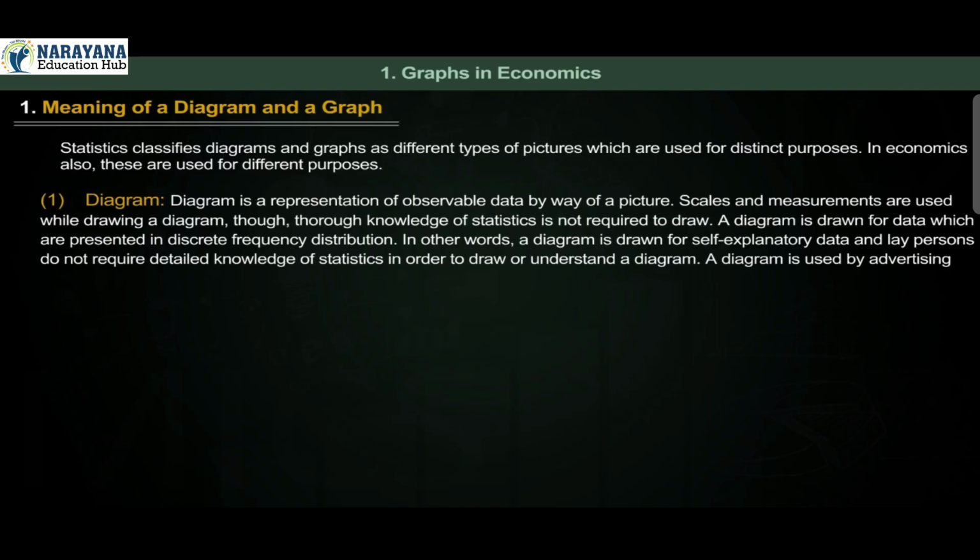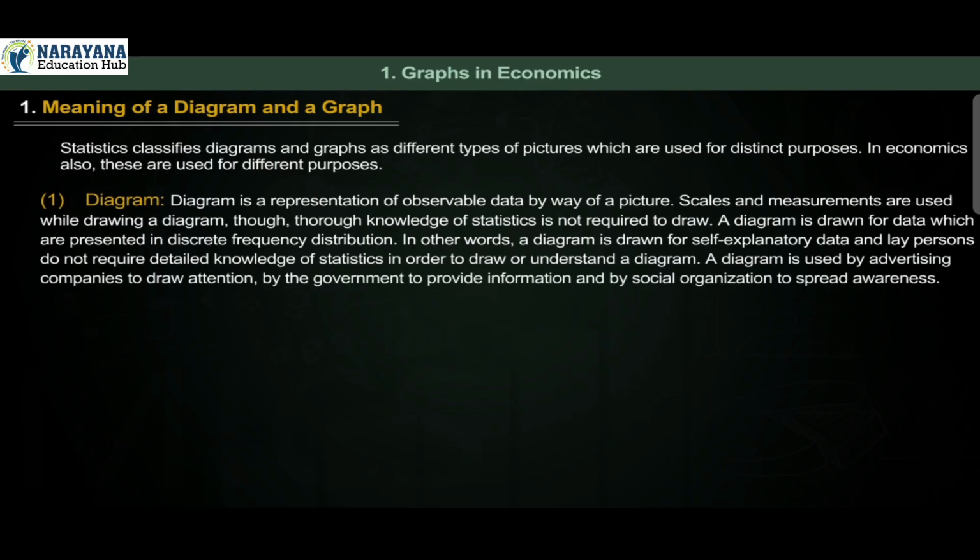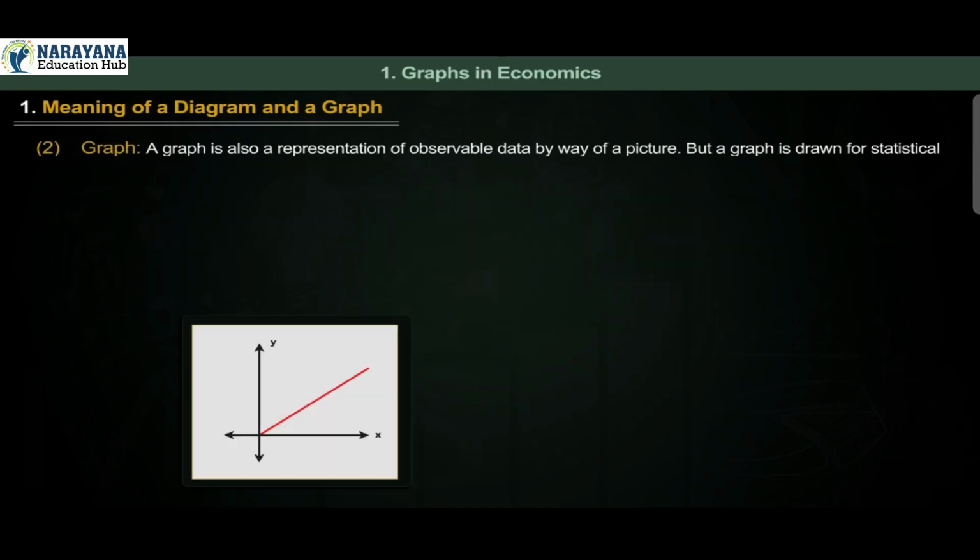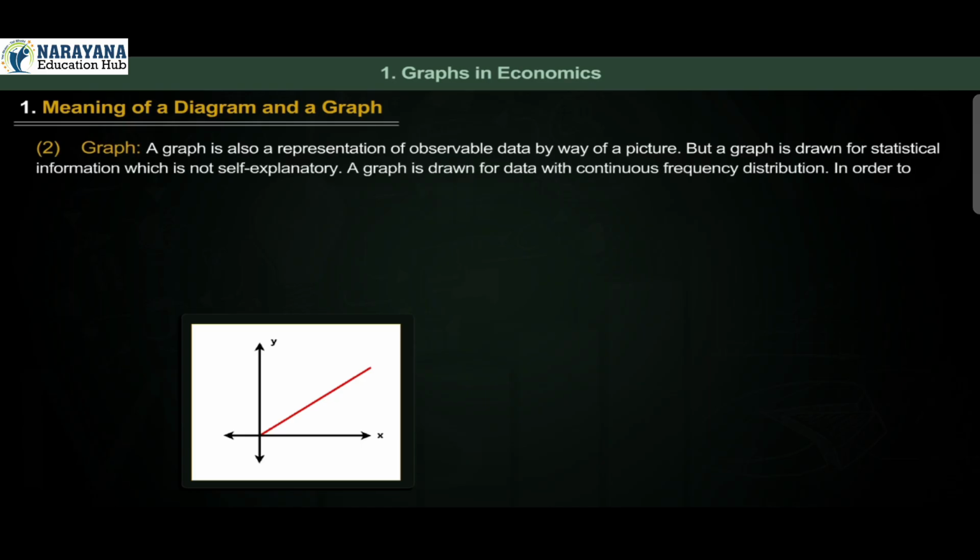A diagram is used by advertising companies to draw attention, by the government to provide information, and by social organizations to spread awareness. 2. Graph. A graph is also a representation of observable data by way of a picture. But a graph is drawn for statistical information which is not self-explanatory.